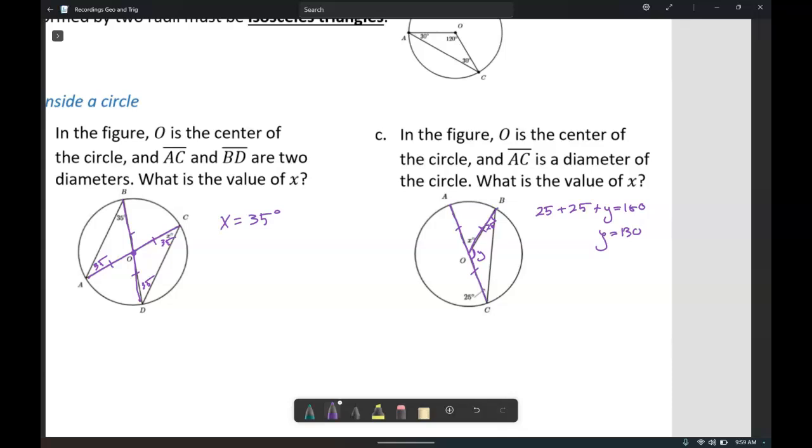Well, y is supplementary to angle x here, so we know that angle x plus angle y also has to equal 180 degrees. Well, if angle y is 130, then angle x has to be 50 degrees.